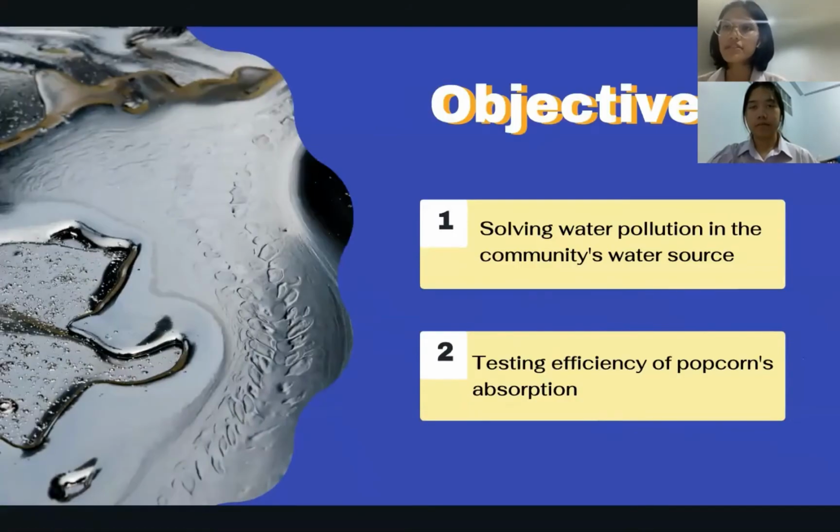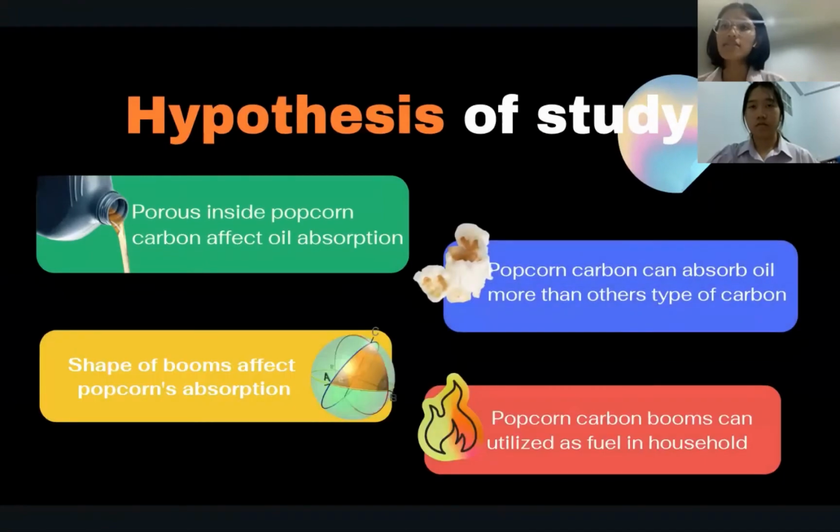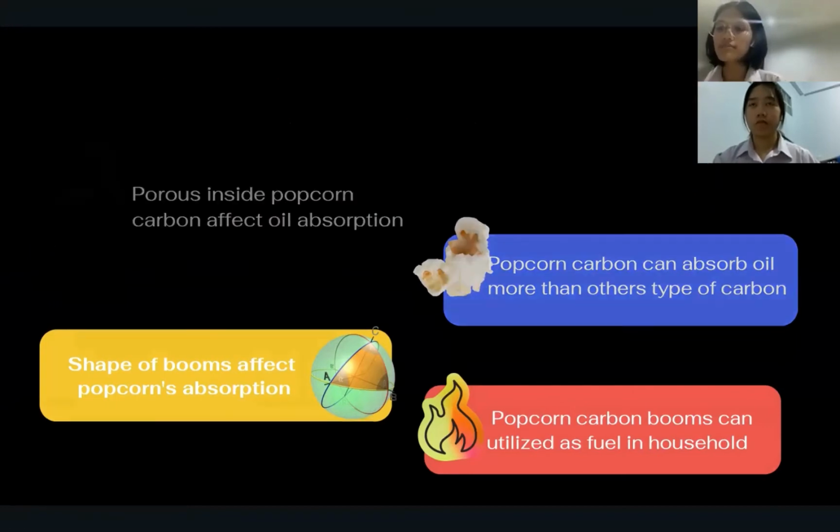Objectives: first, stopping water pollution in the community's water source. Second, testing the efficiency of popcorn's absorption. Hypotheses of the study: the pores inside popcorn carbon affect oil absorption. Popcorn carbon can absorb oil more than other types of carbon. The shape of the booms affects popcorn's absorption. And the last one, popcorn carbon booms can be utilized as a fuel in the household.